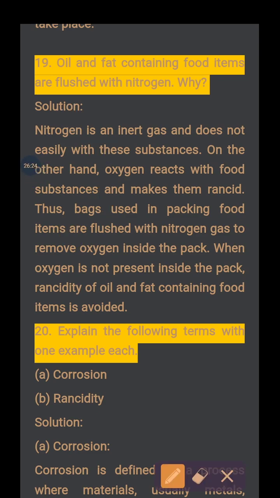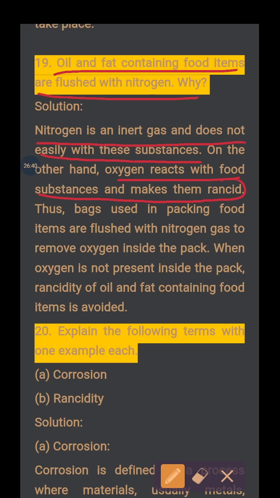Oil and fat containing food items are flushed with nitrogen. Why? We are using chips and all that. Nitrogen is an inert gas and does not react easily with these substances. On the other hand, oxygen reacts with food substances and makes them rancid.